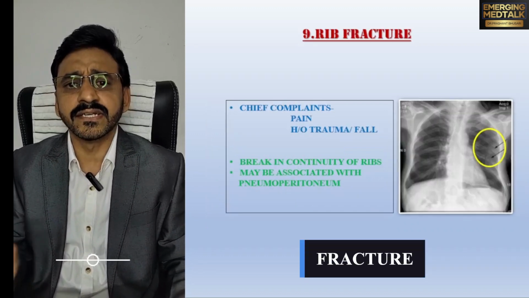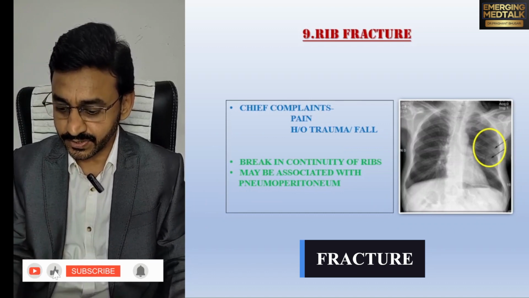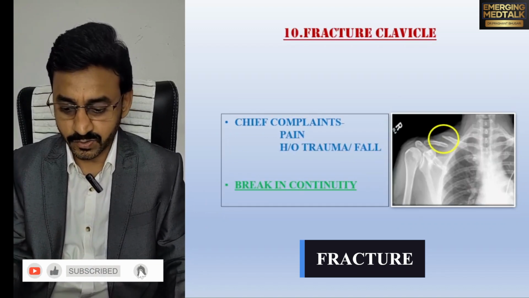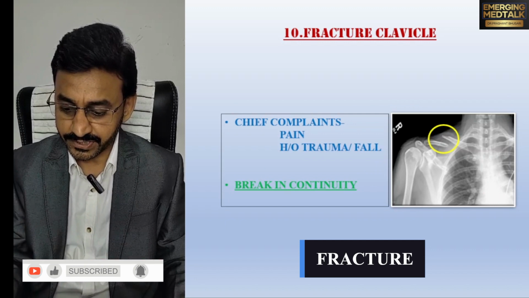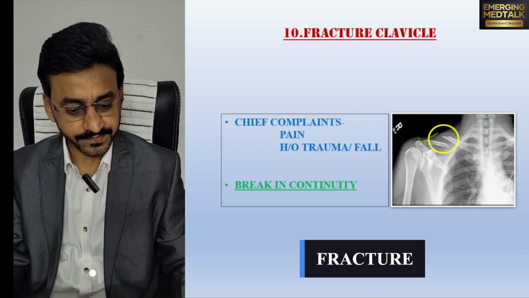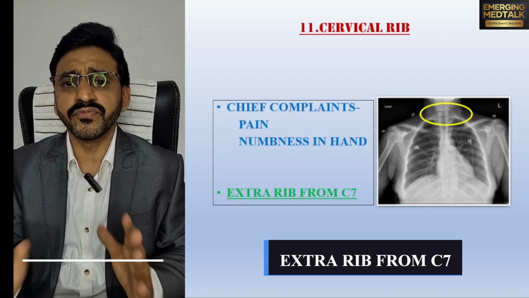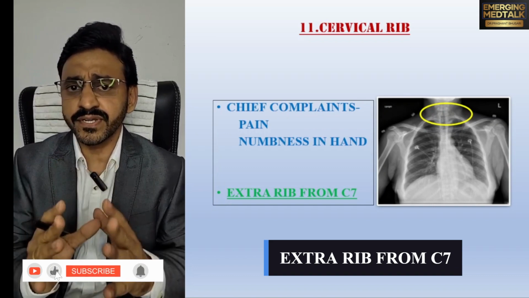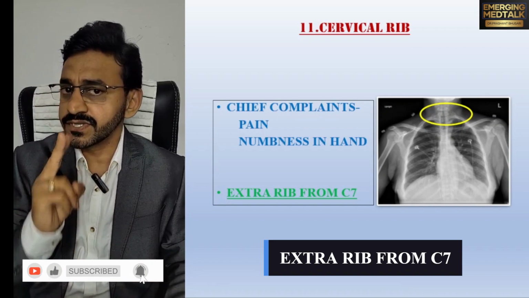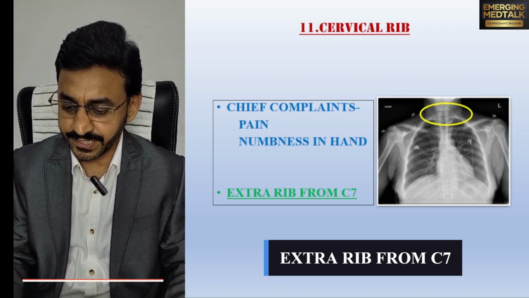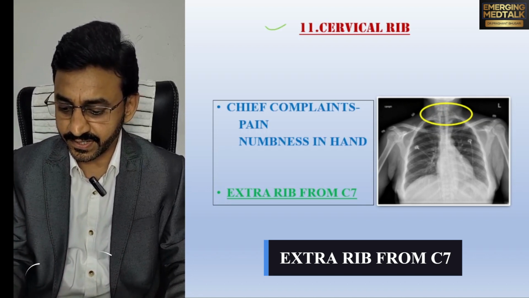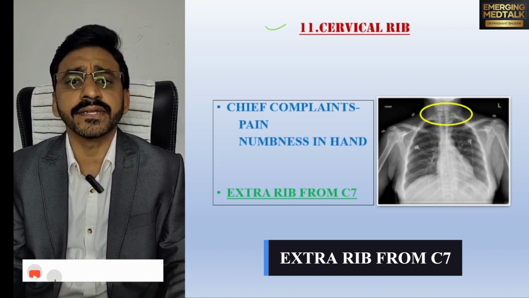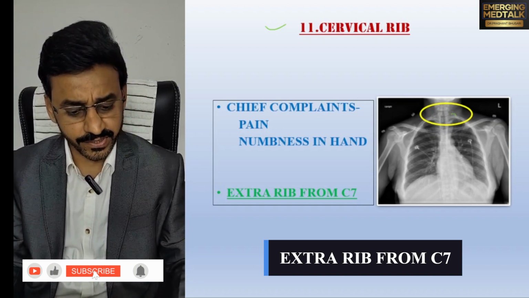Where there is loss of cortical continuity, there is a rib fracture here, and also a clavicular fracture in these conditions. Then we know 12 ribs arise from the thoracic vertebrae. If an extra rib arises from the 7th cervical vertebra, the condition is called cervical rib, where a very small extra rib arises from the 7th cervical vertebra.